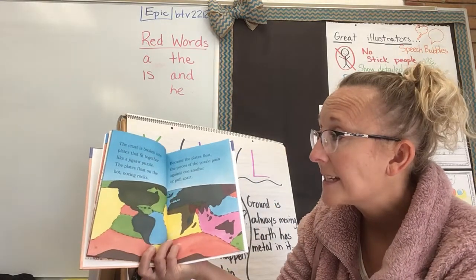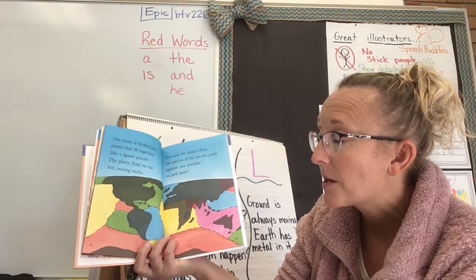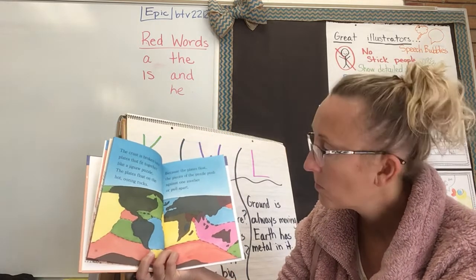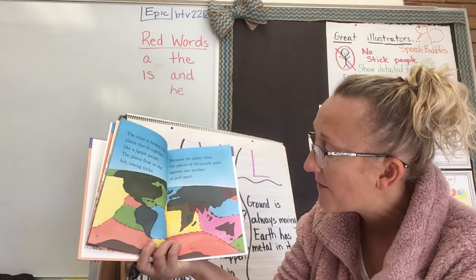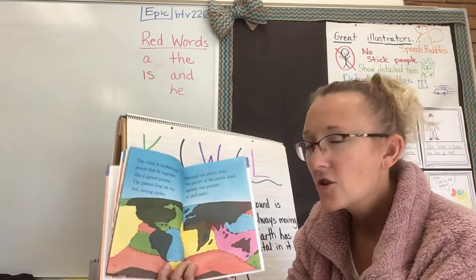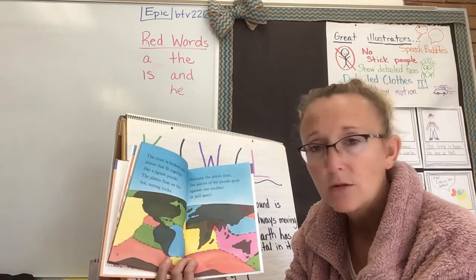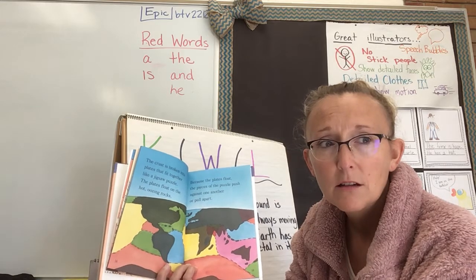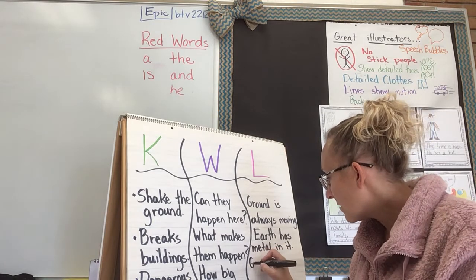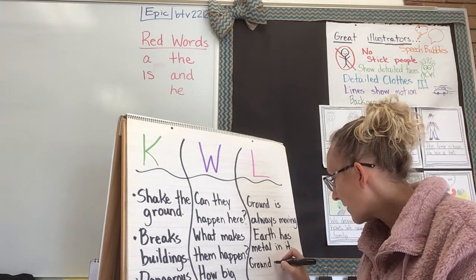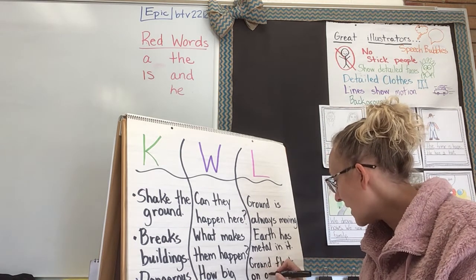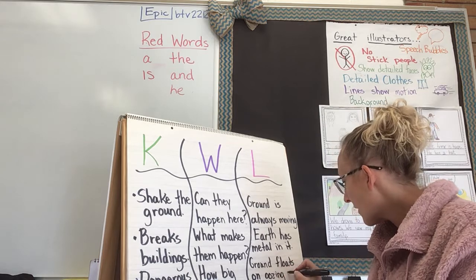The crust is broken into plates that fit together like a jigsaw puzzle. The plates float on the hot, oozing rocks. Because the plates float, the pieces of the puzzle push against one another or pull apart. So the ground is floating on oozing rocks. That's crazy. I didn't know that either, so I'll write that. The ground floats on oozing rocks.